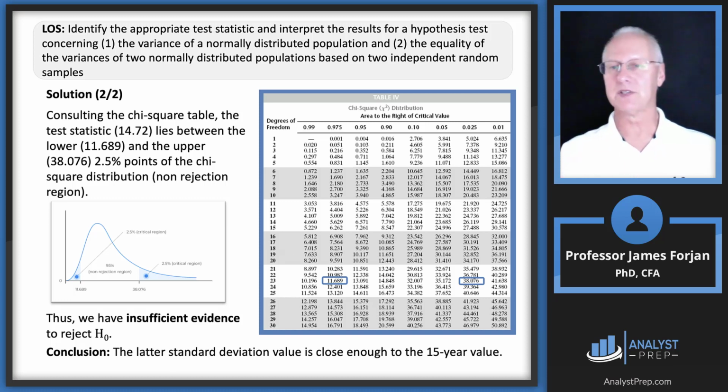But now, since this distribution is truncated at 0, we need to be a little bit careful here. We're not going to find 2.5 on either side. We'll find 2.5 on the right. So what is that number? 38 something. And then 1 minus 2.5, that gets us the 97.5. So what is that number? 11 or 12. And so our 14 fell in between 11 and 38, right? So we have insufficient evidence to reject the null hypothesis.